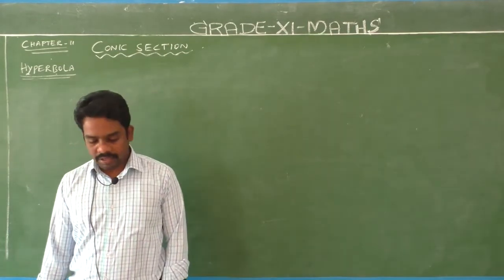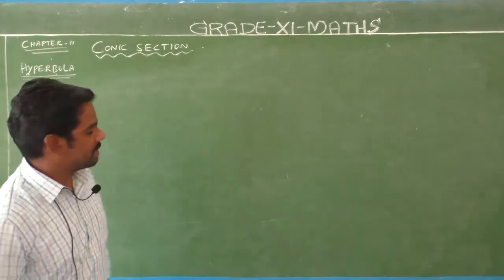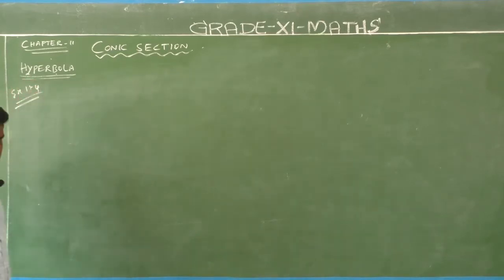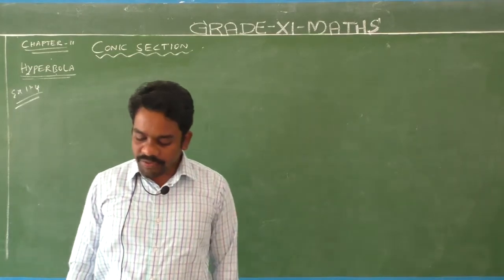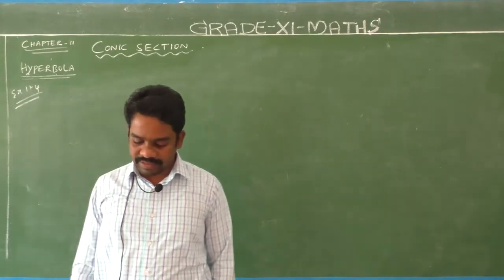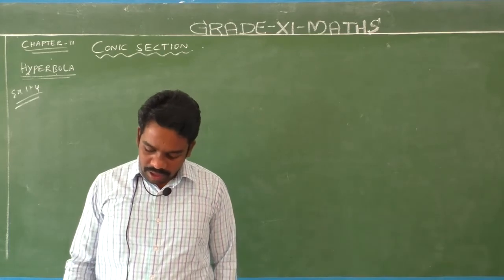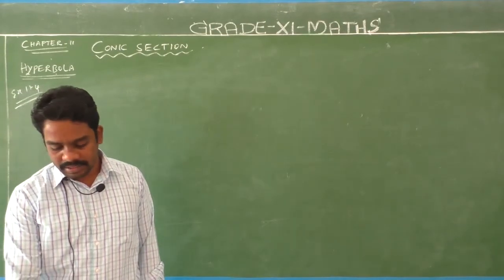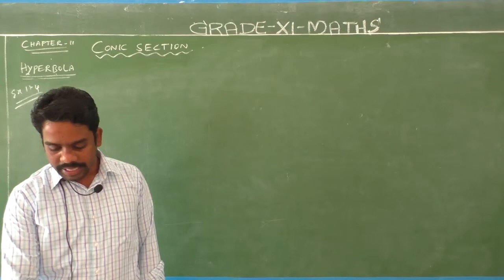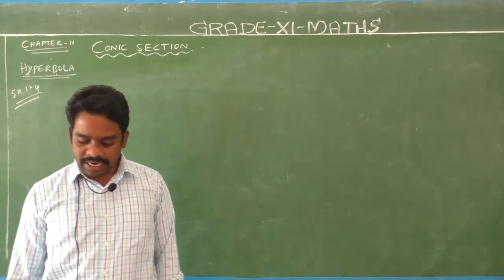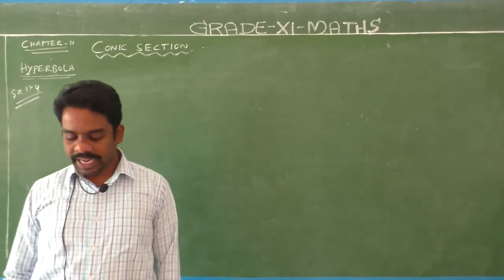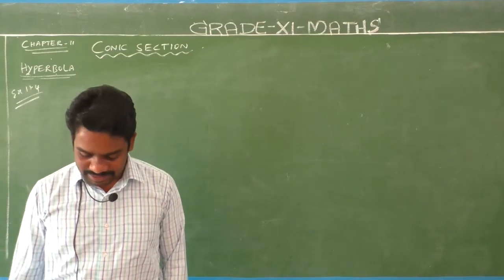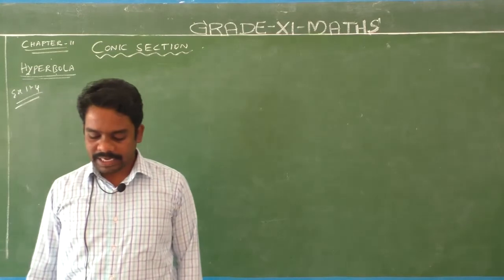Right, next is exercise number 11.4. Listen, first question. In each of exercises 1 to 6, the six questions are the same: find the coordinates of the foci and vertices, the eccentricity, and the length of the latus rectum of the hyperbola. We need foci, vertices, eccentricity and length of the latus rectum.